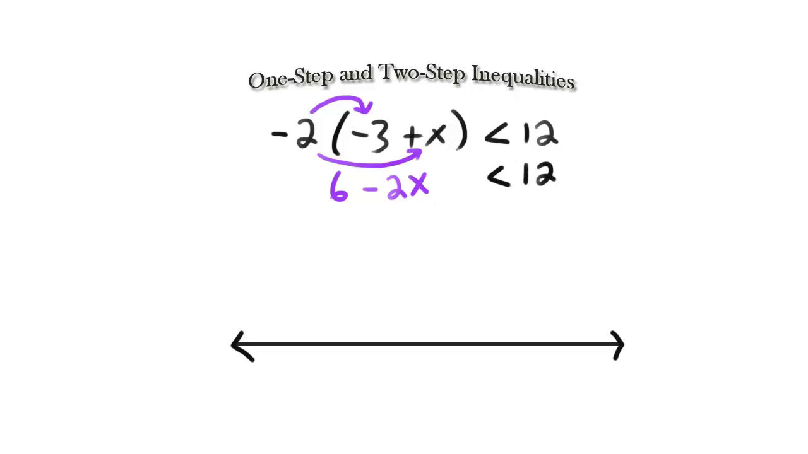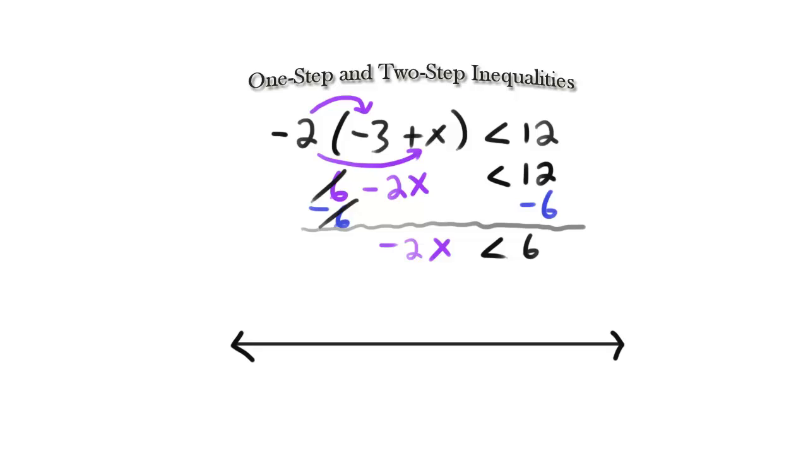Okay, so the next step is to subtract 6 on this side and minus 6 on this side, because there's a plus sign in front of this 6 here. So when we do that, this and this, they're gone. We're just left with the negative 2x, and this is still a less than, and 12 minus 6 gives you a positive 6.